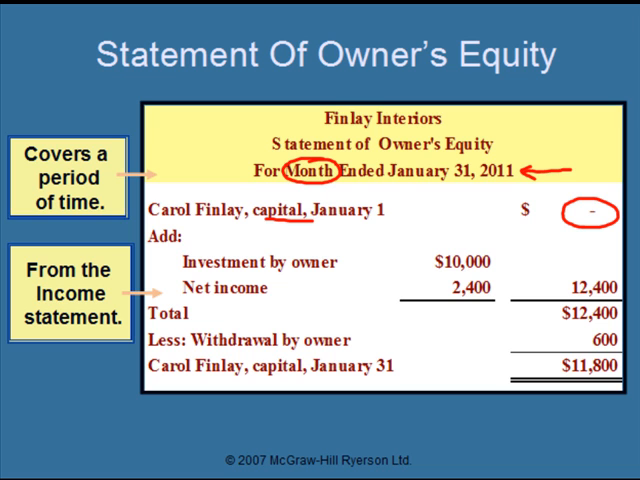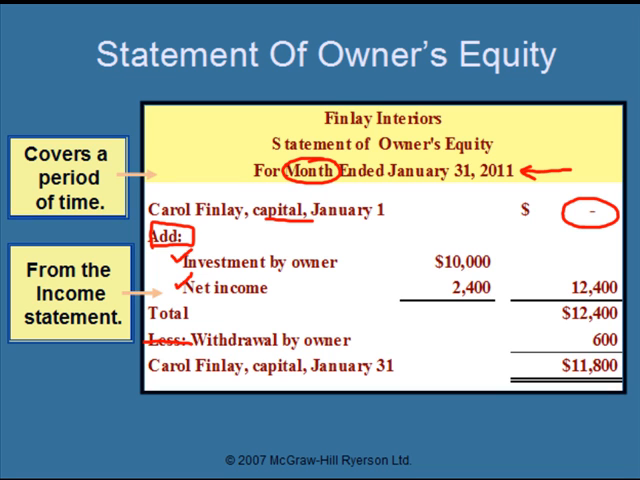Two things made the value of the company go up: investments by the owner and net income. Remember, net income is revenues minus expenses. When you have revenues that are more than expenses, you've made a profit, and profits make the value of the company go up. We have one thing that makes the value of the company go down, and that's a withdrawal by the owner.